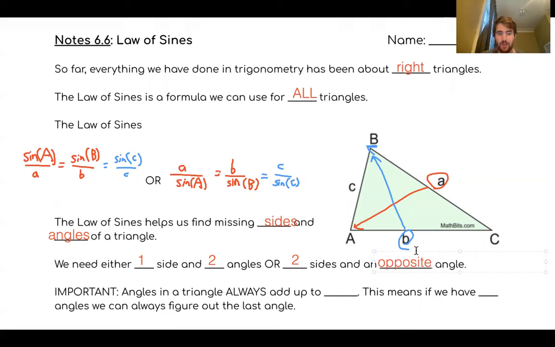And we're going to go ahead and see an example in just a second, but first a reminder, this is going to be super useful as we move through this. Angles in a triangle always need to add up to 180 degrees. This means that if we have two angles, we can always figure out the third by just thinking, what number do we need to get to 180 degrees? And we're going to see how that's useful in just a second.